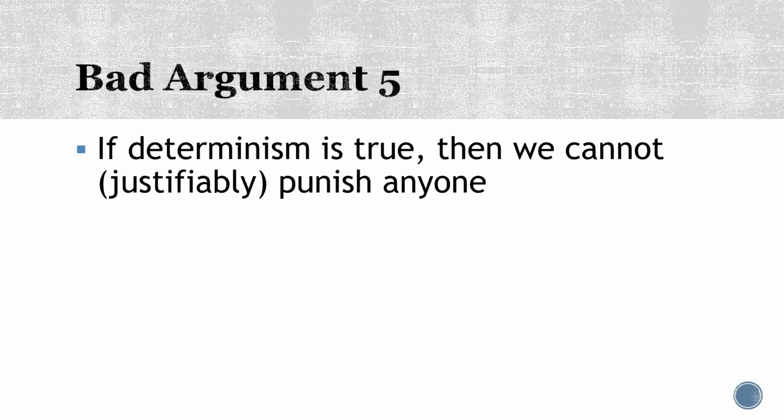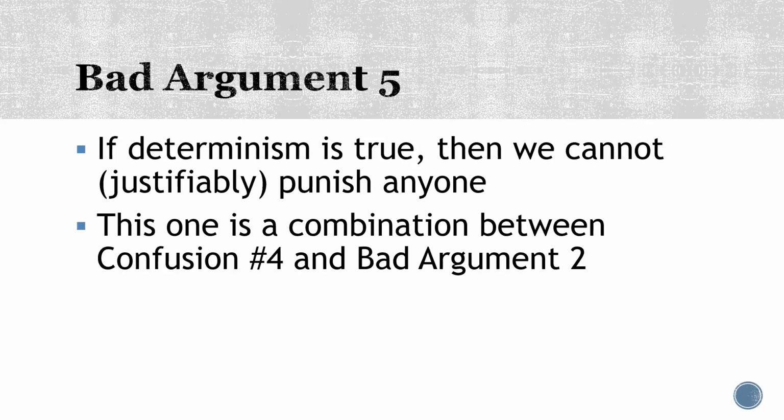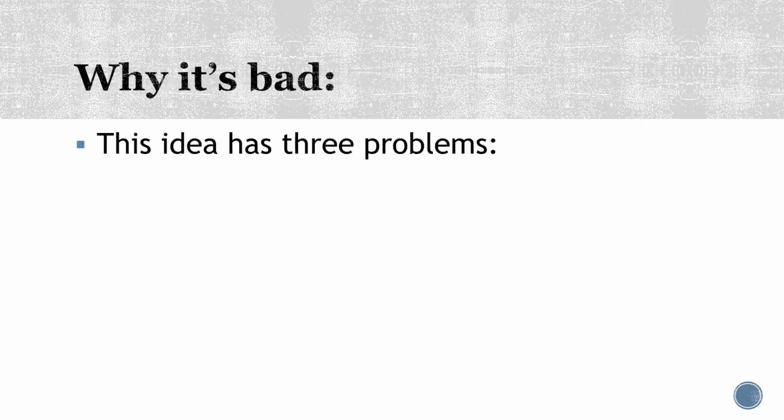All right. Here's bad argument number 5. This is one about punishment. Look, if determinism were true, then we wouldn't be able to punish anybody. Well, this is a combination of confusion number 4 and bad argument number 2. If you don't remember what those were, you can always go back. The video's here forever. This idea has 3 problems.